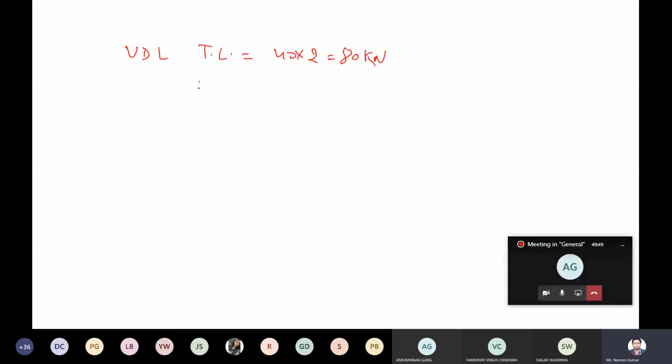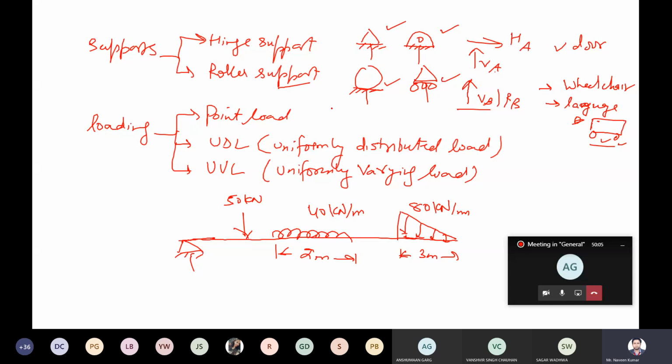And the point of application, where this UDL or the point load works, is the CG of the total length of UDL. So what is the CG here? You can see 2 meter is the length of the UDL. So what is the CG here? 2 by 2, that will be 1 meter.